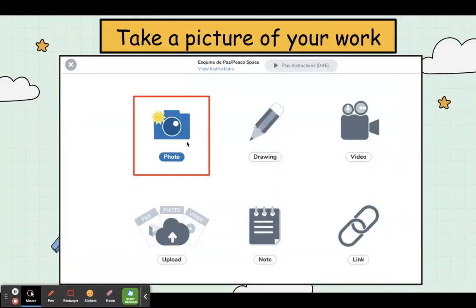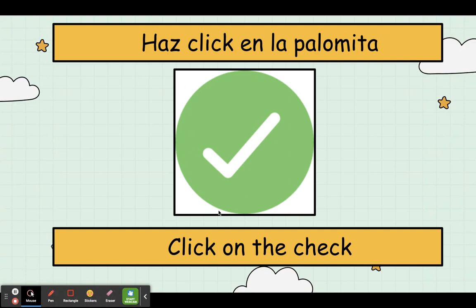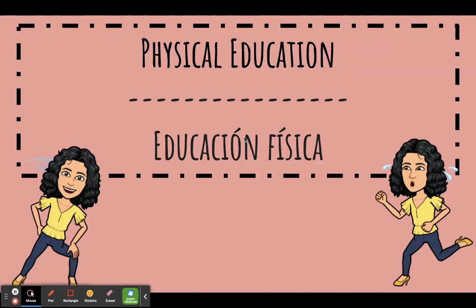You're also going to use a mic to read your story. And then you can click on the check mark. The last thing you have is PE.